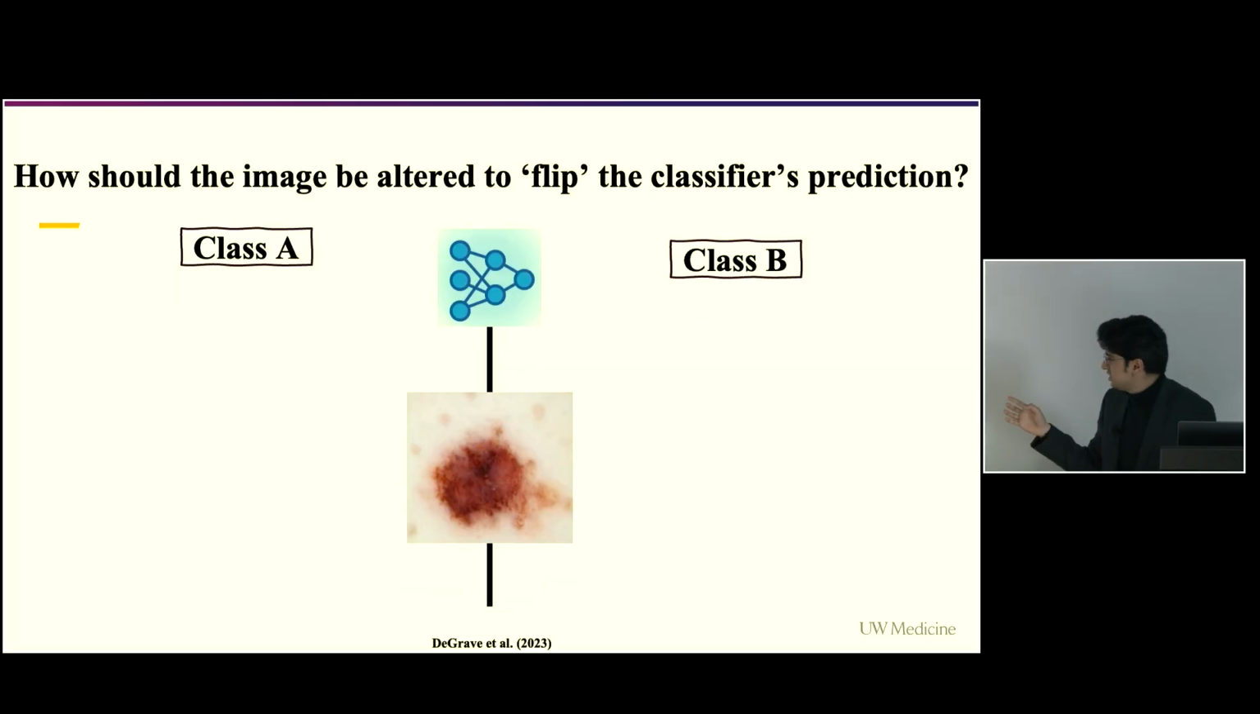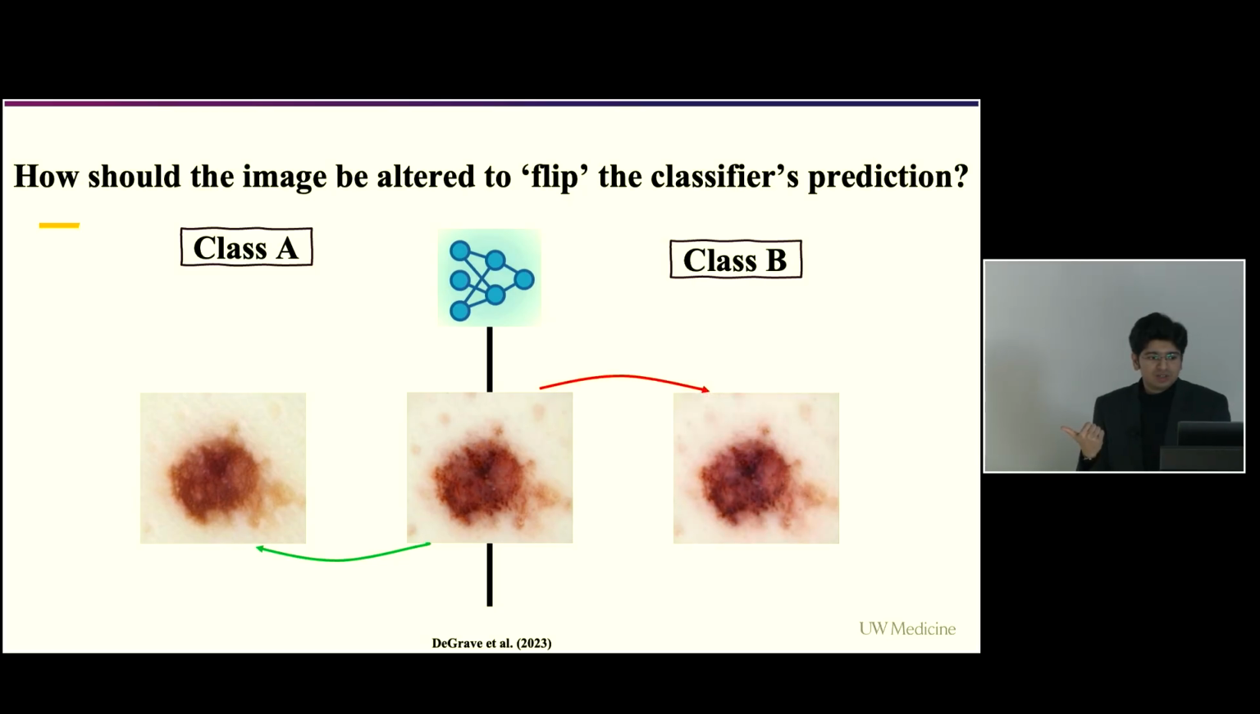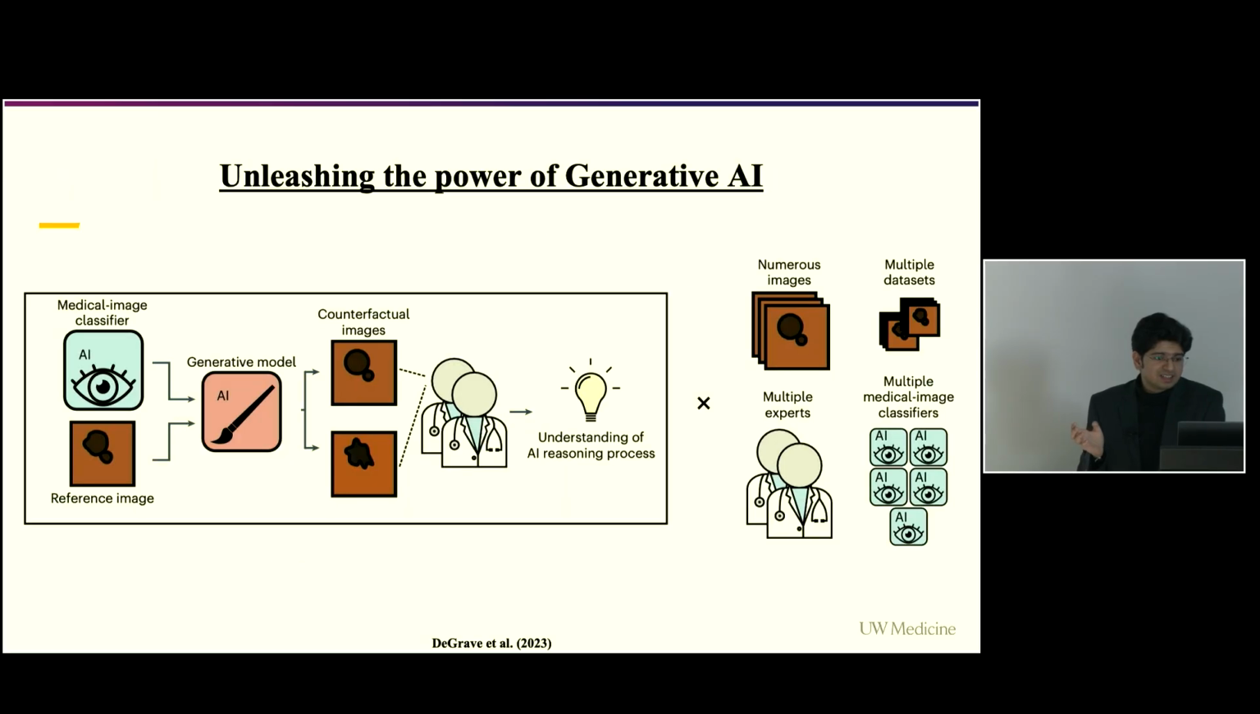Now, let us consider this example of a dermatology AI classifier. And we have this reference image here. And you try to alter some features of this image that could change its predictions either to, let's say, class A or to class B. But we want to make these changes clinically meaningful. So we had this amazing work that came out from our university, and I'd like to talk about it. This is not my paper, but yeah.